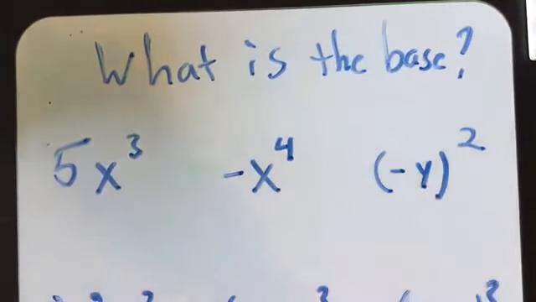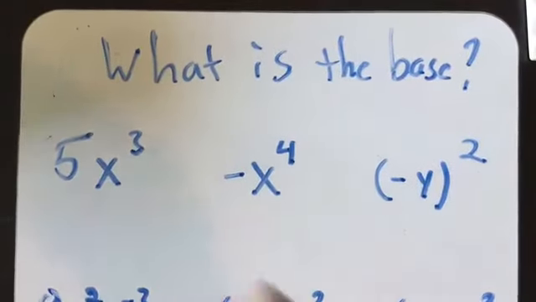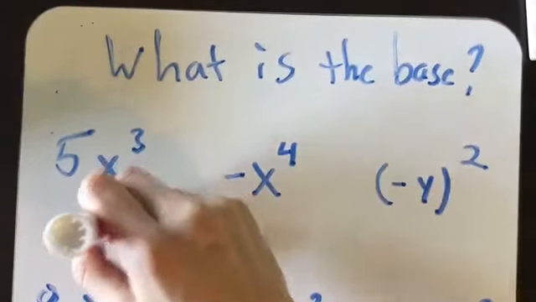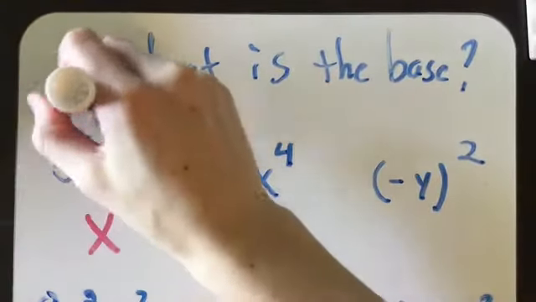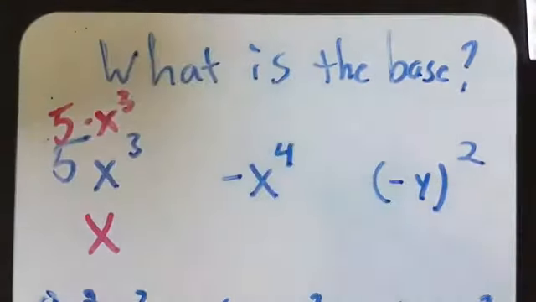So we have 5x to the third. The base of that exponent of 3 is the x. That's what's going to get repeated in multiplication. The 5 is just the coefficient, right? Because it's that 5 times x to the third.